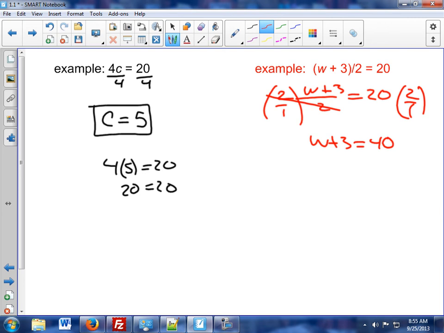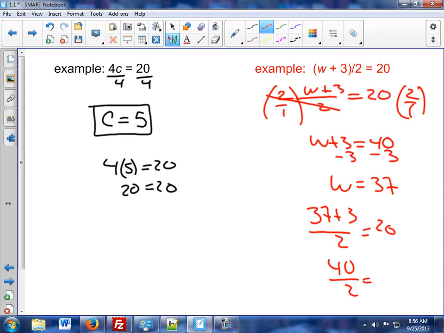Now I'm back to a one-step equation. W plus 3, it's a positive 3, so I'm going to subtract 3. W equals 37. And we can check this one also. 37 plus 3 over 2 equals 20. 40 over 2 equals 20. Okay? Anyone have the red one? Now you do? Okay.